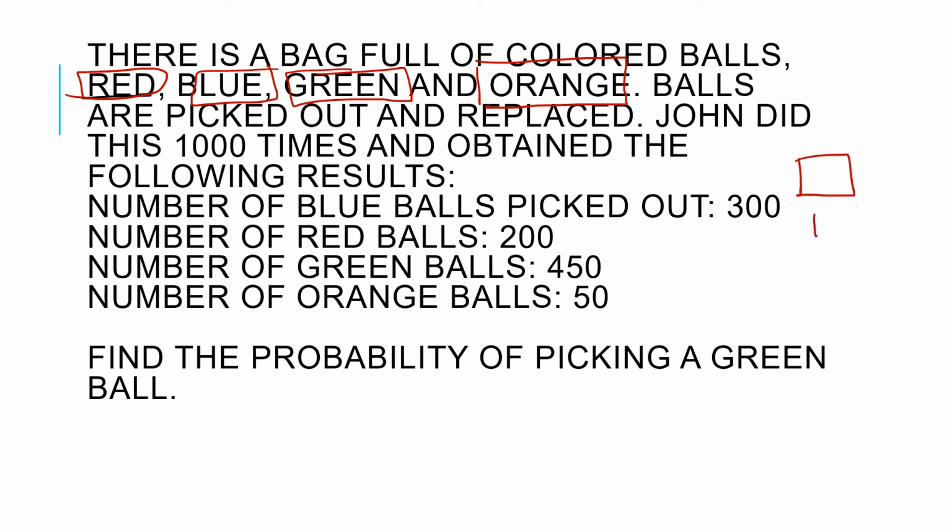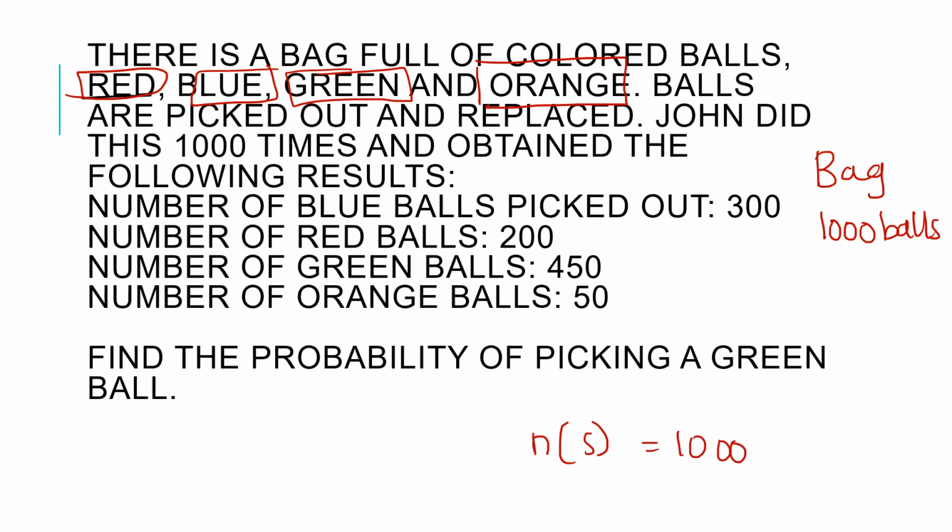If I'm taking them out of the bag one ball at a time, I check what color it is, and I keep it back into the bag. This is what we mean by picked out and replaced. John did this 1,000 times and obtained the following results. If John did this 1,000 times, that is why he picked out 1,000 times. So my sample space N of S here would be 1,000.